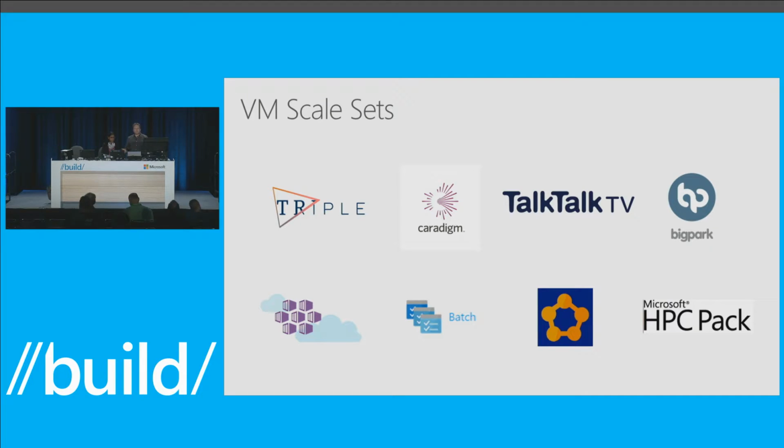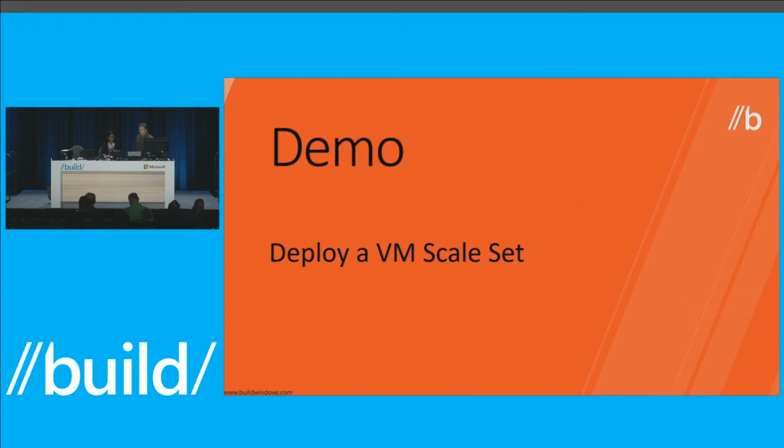And then if you're using Service Fabric, soon if you'll be using Batch, if you're using Azure Container Service, you're using VM scale sets under the hood because they make use of those scaling abilities. So I will switch to just go and deploy a virtual machine scale set.